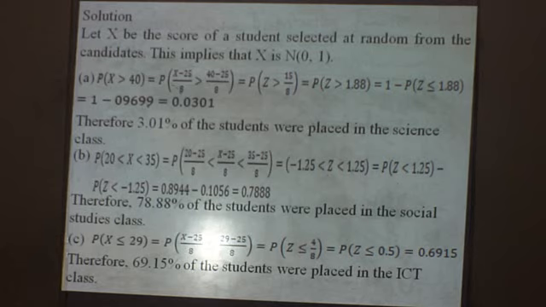Now let's come to the third situation, the second question. We are to find the probability that a student is being placed in the social class. And we shouldn't forget that we were told that before a student is placed in the social class, that student might have scored between 20 and 35.